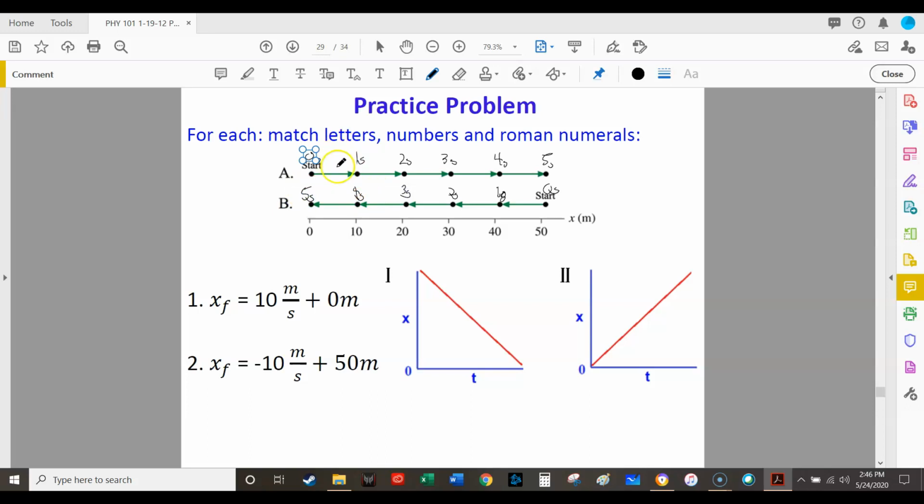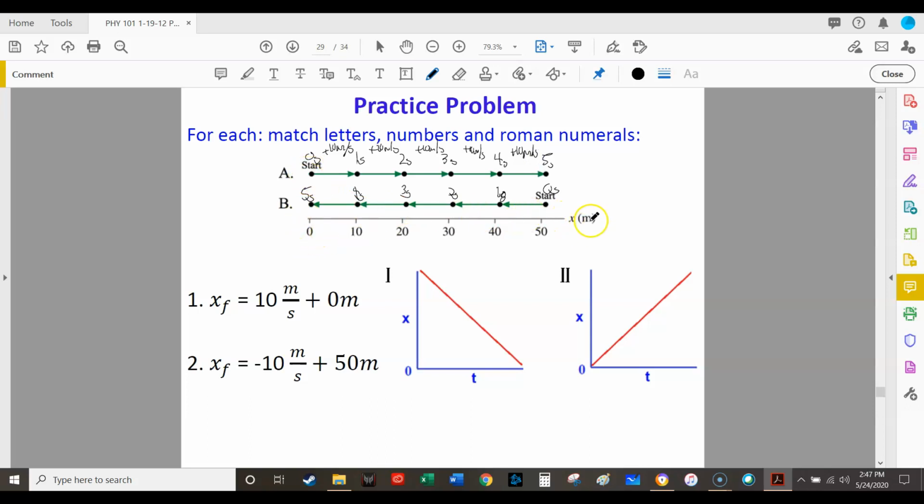So it looks like A is traveling to the right, and its displacement vector is to the right 10 meters. So 10 meters for every 1 second. And it looks like it's doing that consistently throughout. 10 meters for every second. Positive 10 meters per second. And it started out at a position of 0.